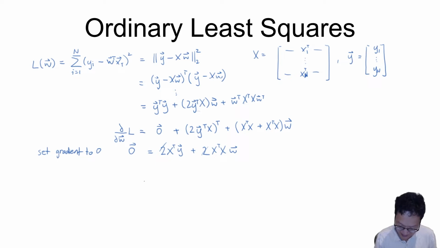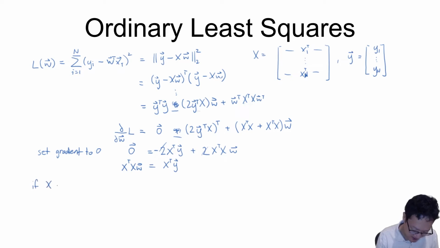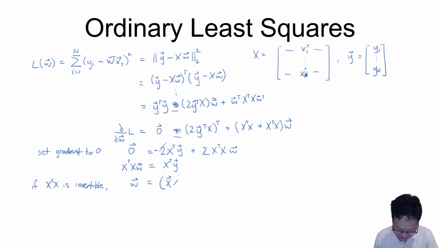And then there's actually a mistake here. This plus was actually a minus, so we actually had a minus here. Now we can move this to the other side. So we have X transpose X w equals X transpose y. And if X transpose X is invertible, then we have w equals, that's not a vector, that's a matrix, X transpose X inverse times X transpose y, just like before.